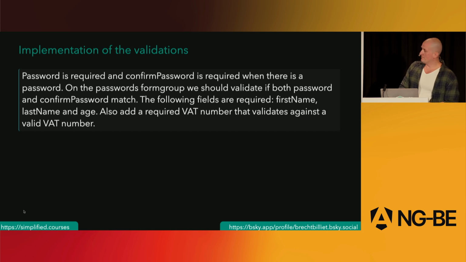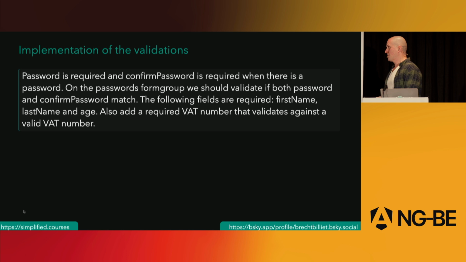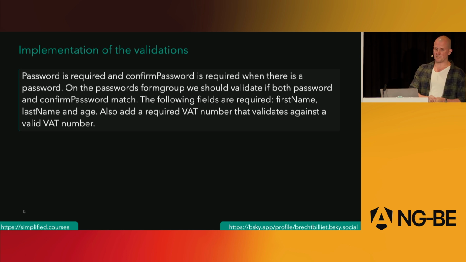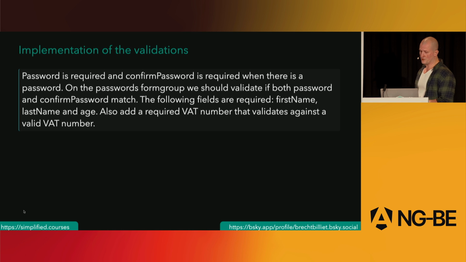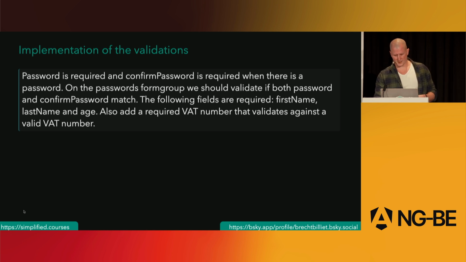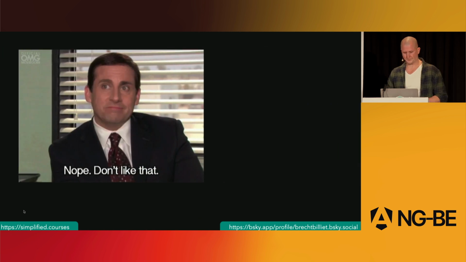Okay, so password is required and confirm password is required, but only when there is a password. So that's a conditional right there. On the passwords form group, we should validate if both password and confirm password match. The following fields are required: first name, last name, and age. Also add a required VAT number that validates against a valid VAT number.